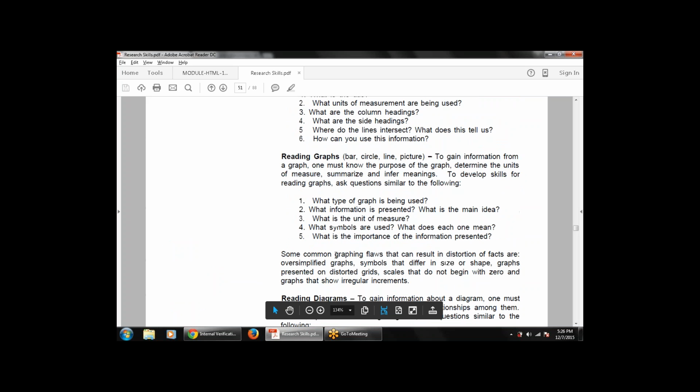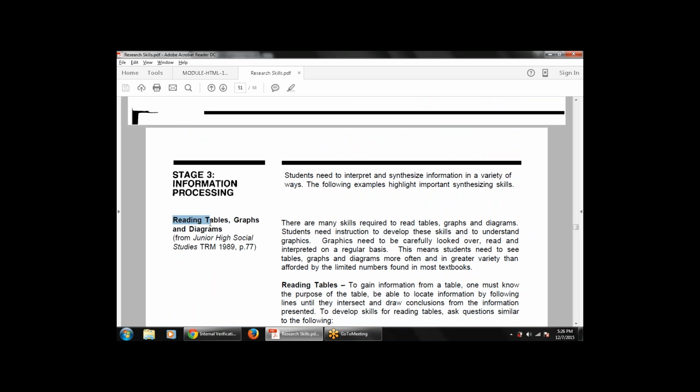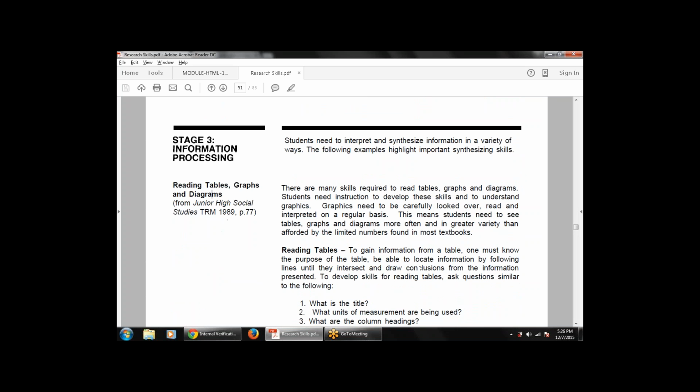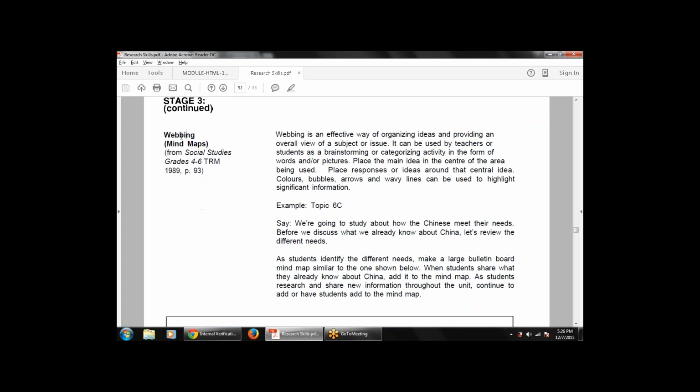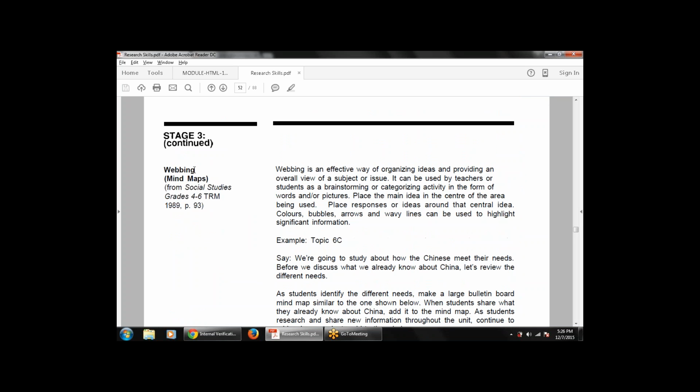So this is the first part, that is the information processing. With the help of tables, graphs or diagrams, we can process our information after retrieving and planning. The next part for processing the information is webbing, that is a mind map. So we use the mind map, that is the webbing technique, for graphics or for information processing.